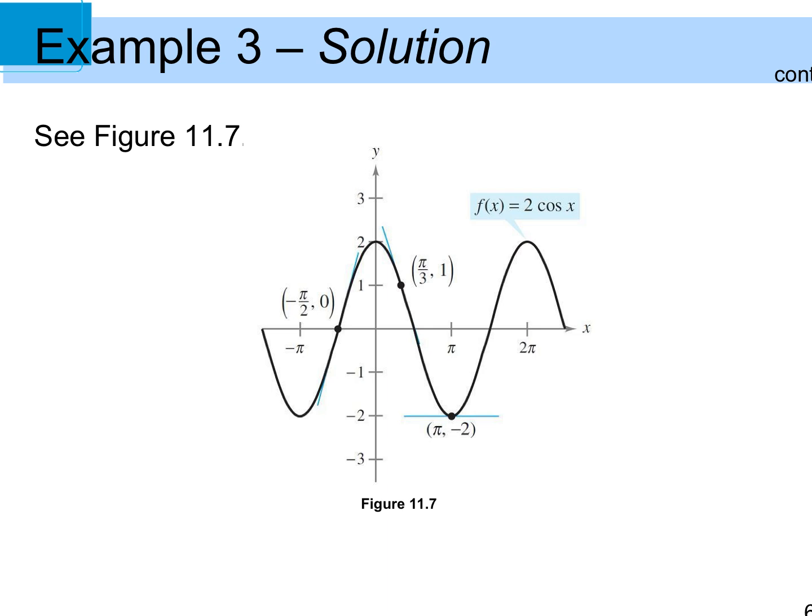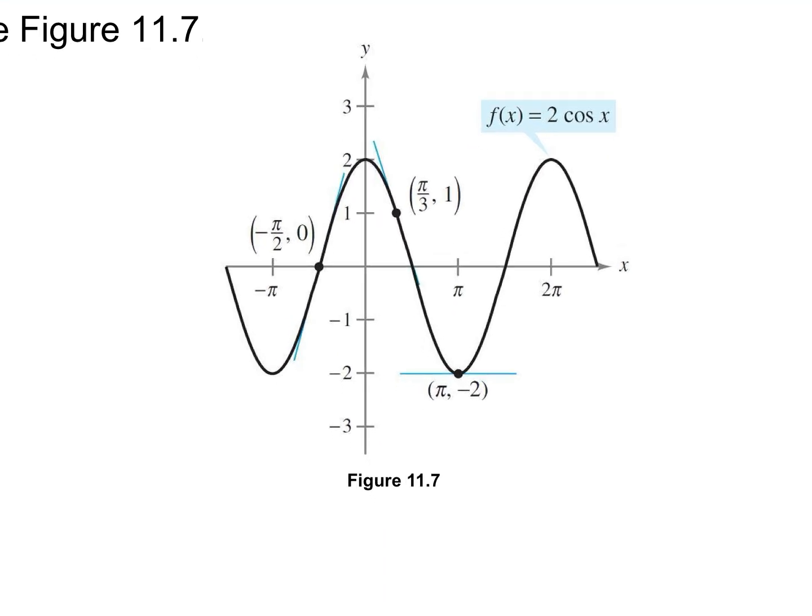On the next page, it graphs the function for us. This is the graph of 2 cosine of x. And then at each point, so our first point for A was negative pi over 2, 0. The tangent line, is it increasing or decreasing? It's increasing, which makes sense because we had a positive slope. For B, our point was pi over 3, 1. Our tangent line, is it increasing or decreasing? Decreasing, which makes sense because we had a negative slope. And then for C, our point was pi, negative 2. And here, we had a slope of 0. It's a horizontal line.